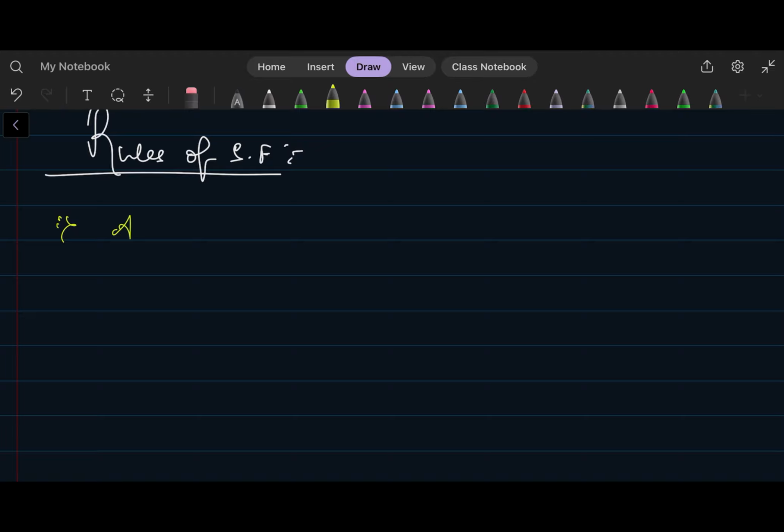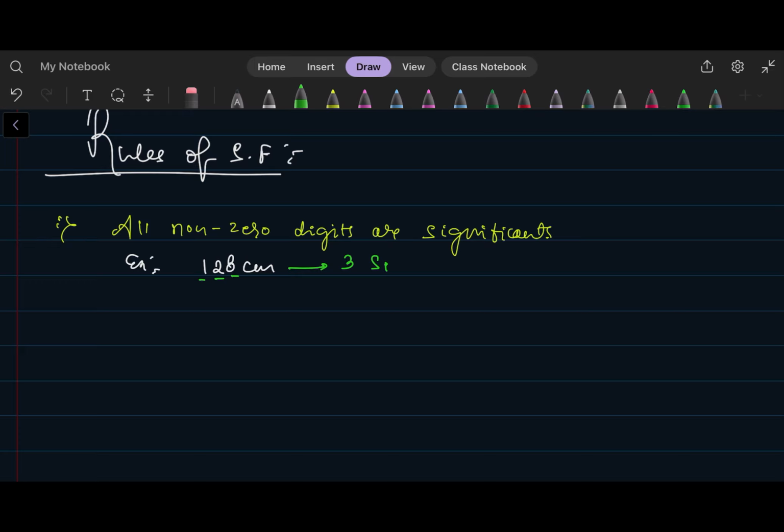First rule: all non-zero digits are significant figures. It means the number of non-zero digits is the number of significant figures. Example, if I have 128 centimeter, the number of non-zero digits means 1 is there, 2 is there, 8 is there. Therefore 3 is the number of significant figures.